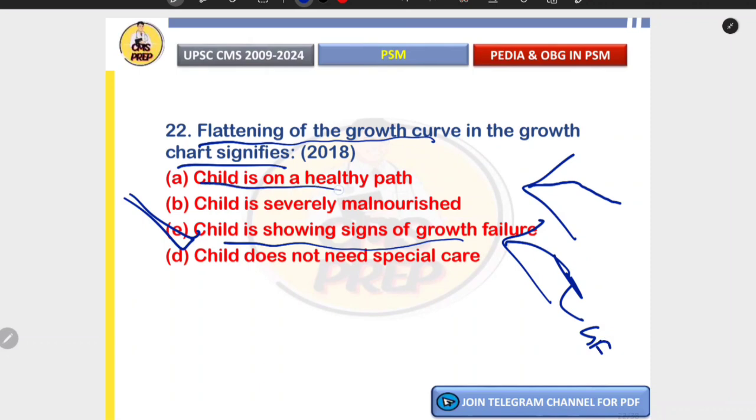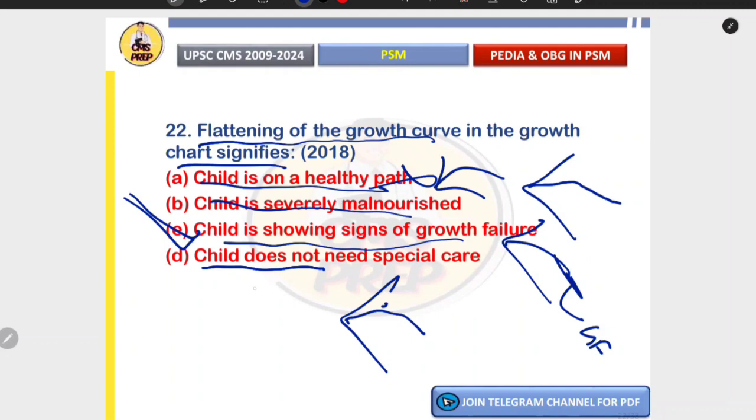Why are other options wrong? Child is on a healthy path. It is incorrect. A child's graph will steadily rise and not stay flat. Okay. Child is severely malnourished. It is incorrect. That is wrong as a first diagnosis. Flattening usually means early failure and not always severe malnutrition. And D, child does not need special care. It is wrong. Flattening means the child is showing signs of growth failure and urgent attention is needed to prevent worsening. So the correct option is C.